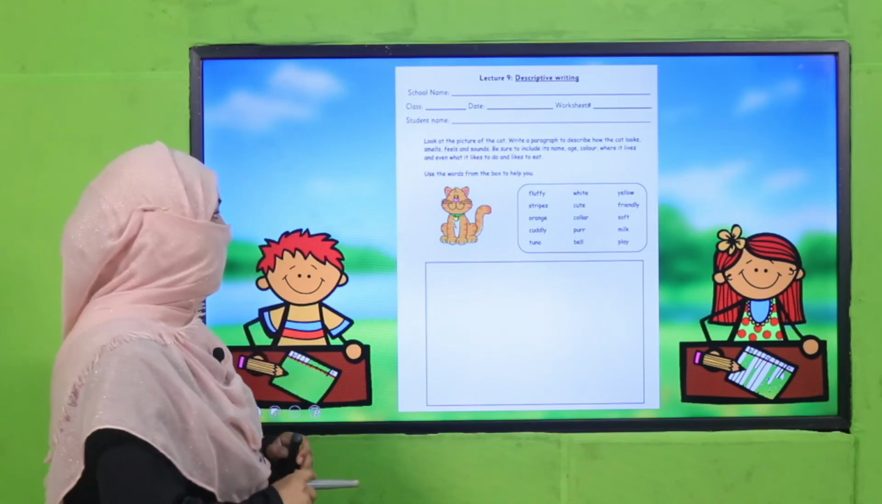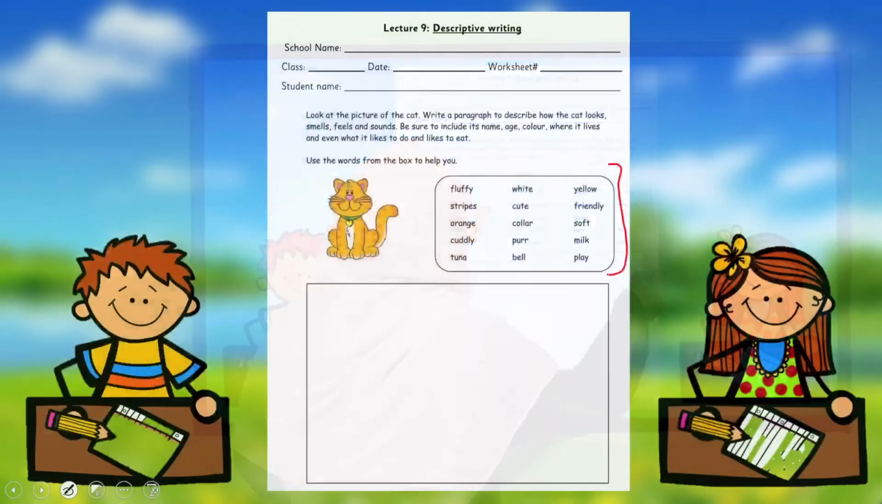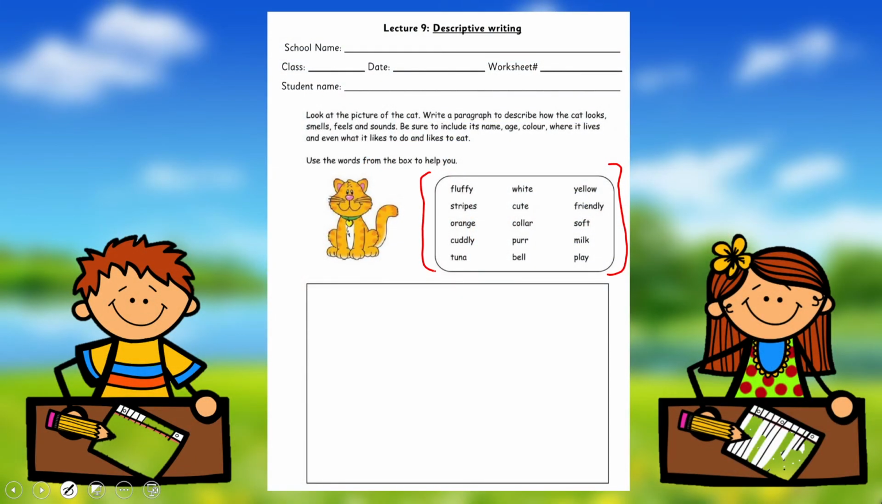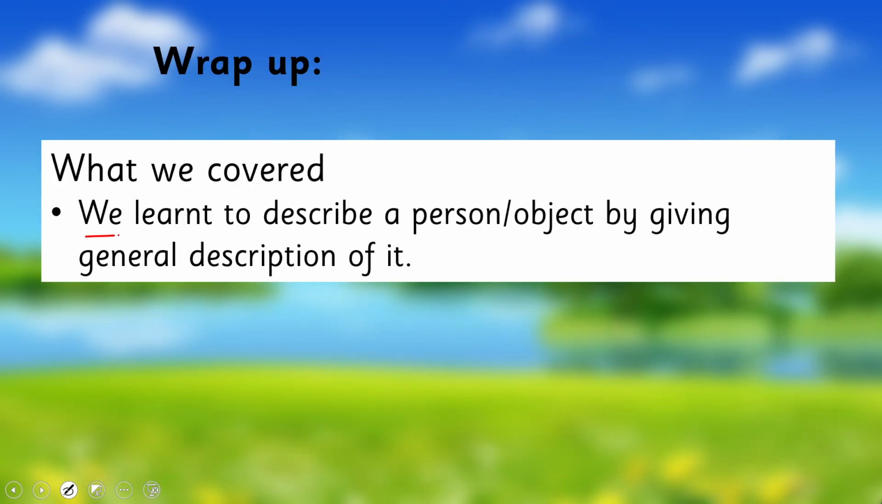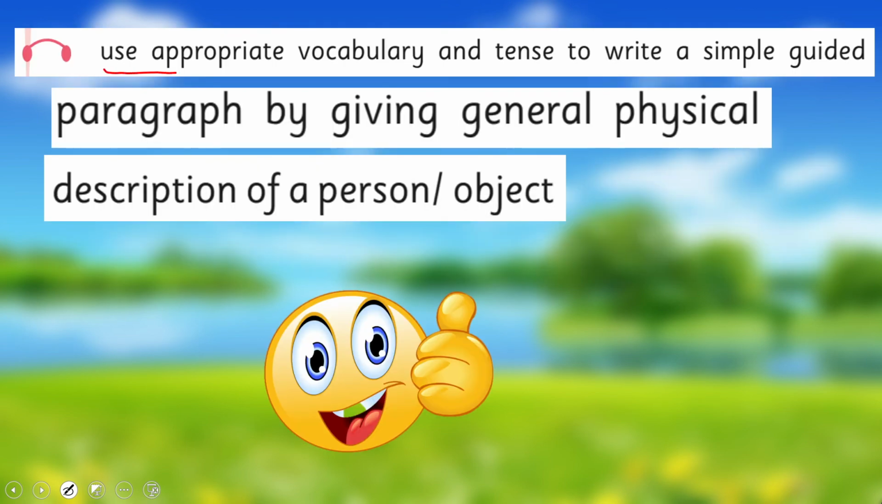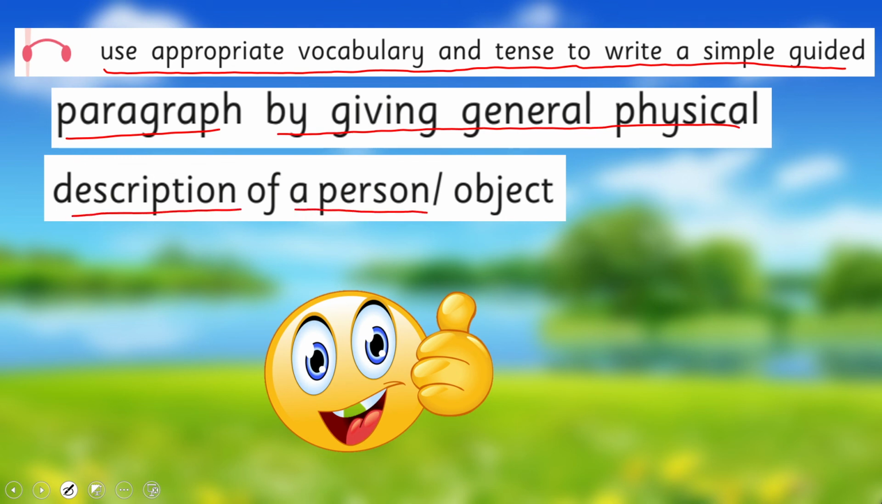And my dear students, what you are going to do, here is a word bank. Adjectives are there, so you will use adjectives to describe this beautiful cat, and you will write your writing over here in this space. In this way, you will complete this worksheet. What we have learned today, we learned to describe a person or object by giving general physical description of it, and we achieved our SLO to use appropriate vocabulary and tense to write a simple guided paragraph by giving general physical description of a person or an object. Are we done with it?